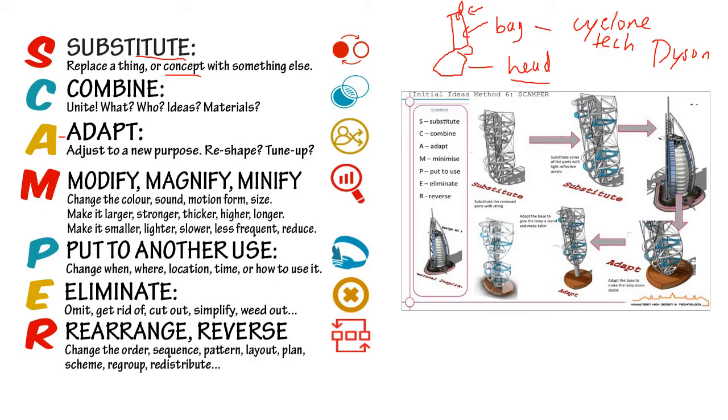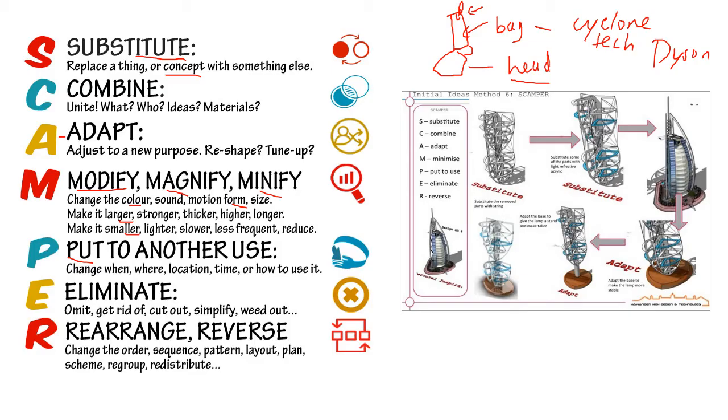The M stands for modify. You could make it bigger by magnifying it. You could make it smaller. You could change the colour. You could change the form. You could make it larger, smaller. So it's modifying the part that you've actually got. The P in Scamper stands for put it to another use. Could you change the location of it or how it's actually used?